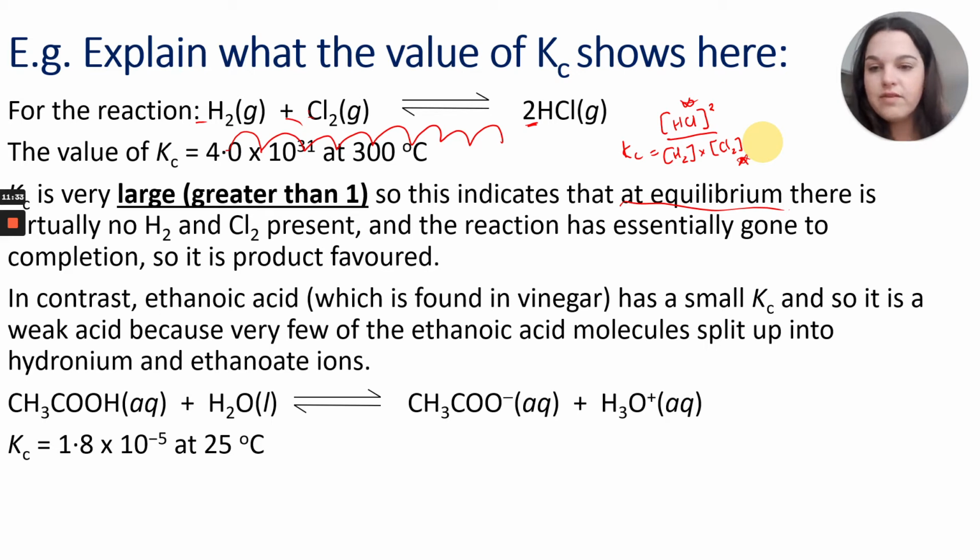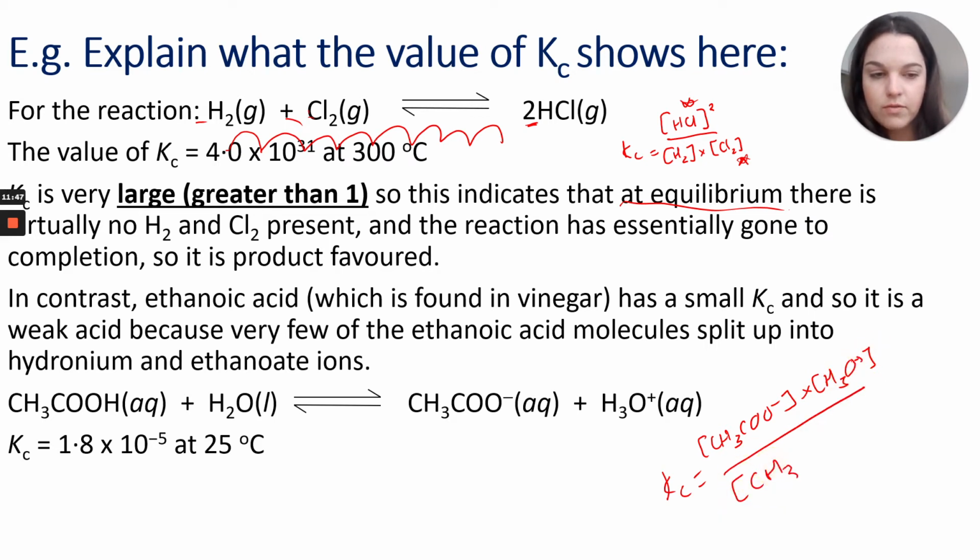For example, if I have a look at ethanoic acid here, let's write that Kc: CH3COO minus times H3O plus. And remember, I'm not putting the liquid water in because it's a liquid. Its concentration doesn't really change. We assume it's a constant. This is my Kc for this one here. Now my Kc value, once you actually calculate this, is 1.8 times 10 to the minus 5.